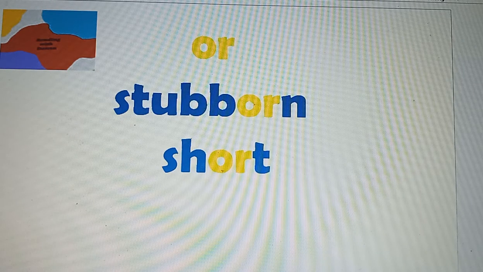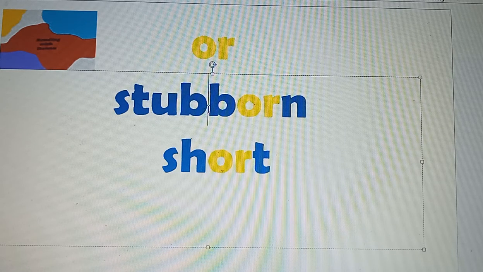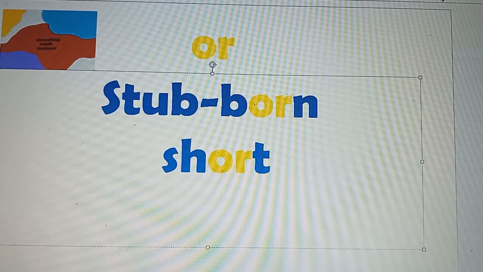Or. There we have it again, the double consonant, the BB. So we know that already. We need to break it right there between the two B's. How many vowels are there? That's one of the questions we must ask ourselves. How many parts can this word be broken into? There are 2 vowels, so this word will be broken into 2 parts. So we put the break right there.